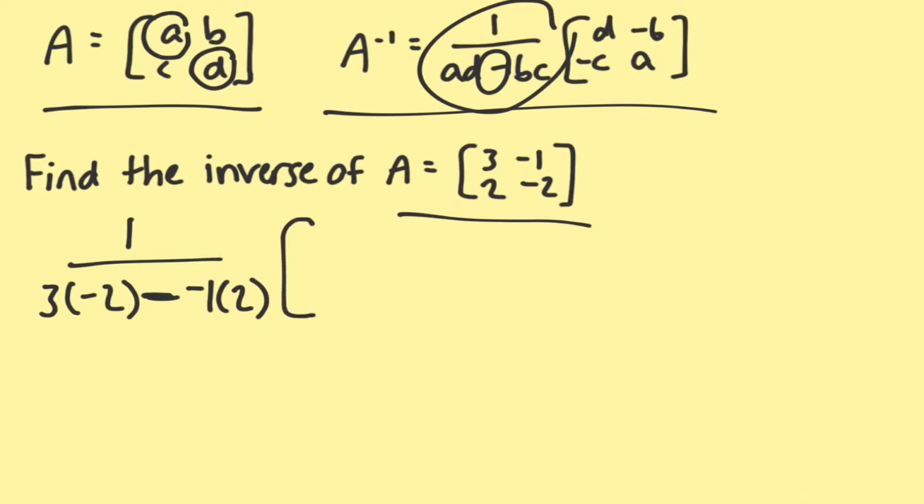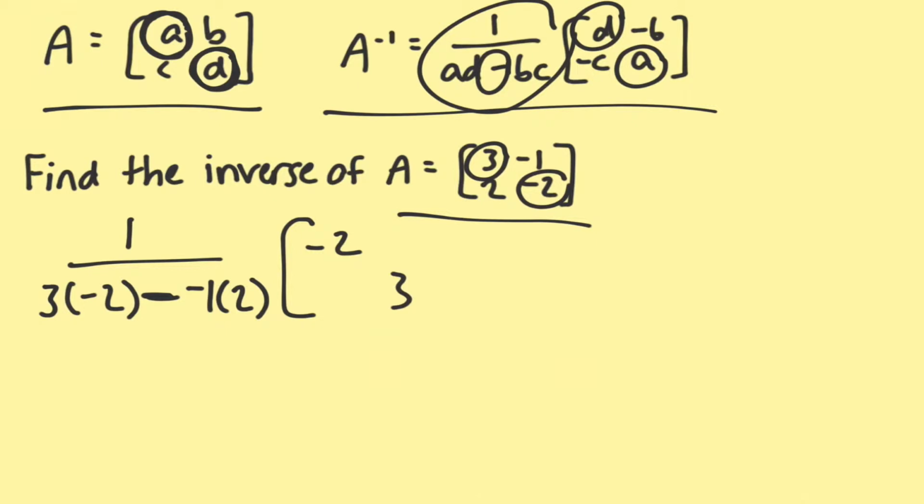And then the matrix switches around a little bit. Notice D is in the top left and A is in the bottom right. So they flipped. A used to be in the top left and D was in the bottom right. So that 3 and negative 2 need to switch.